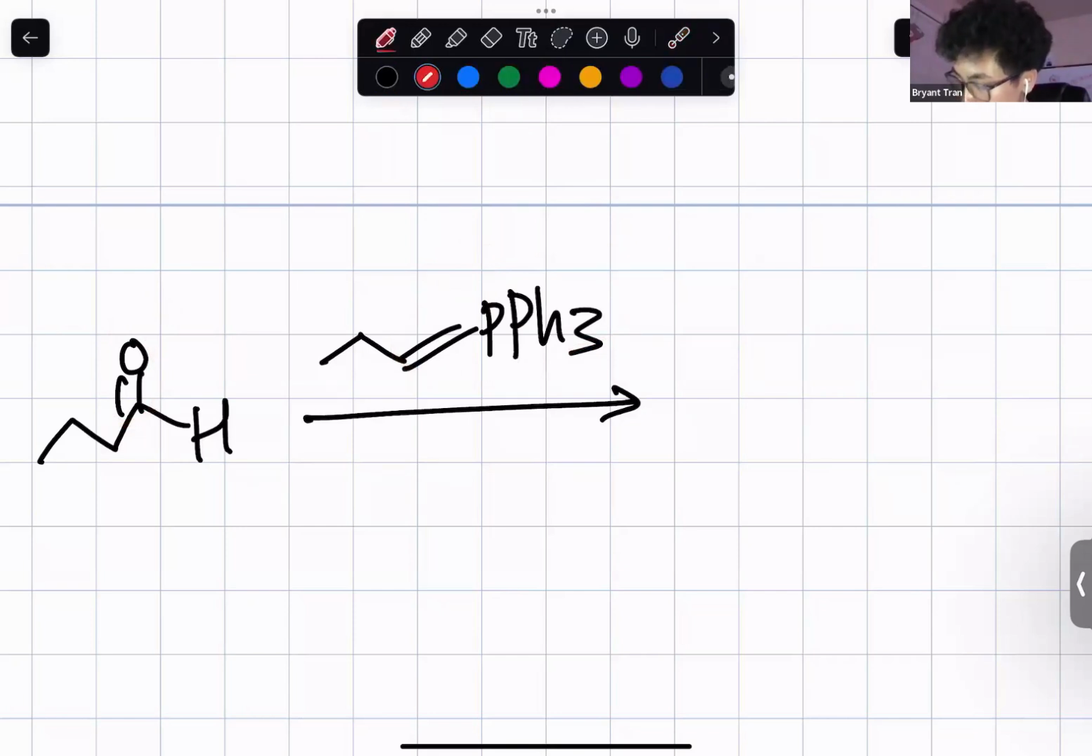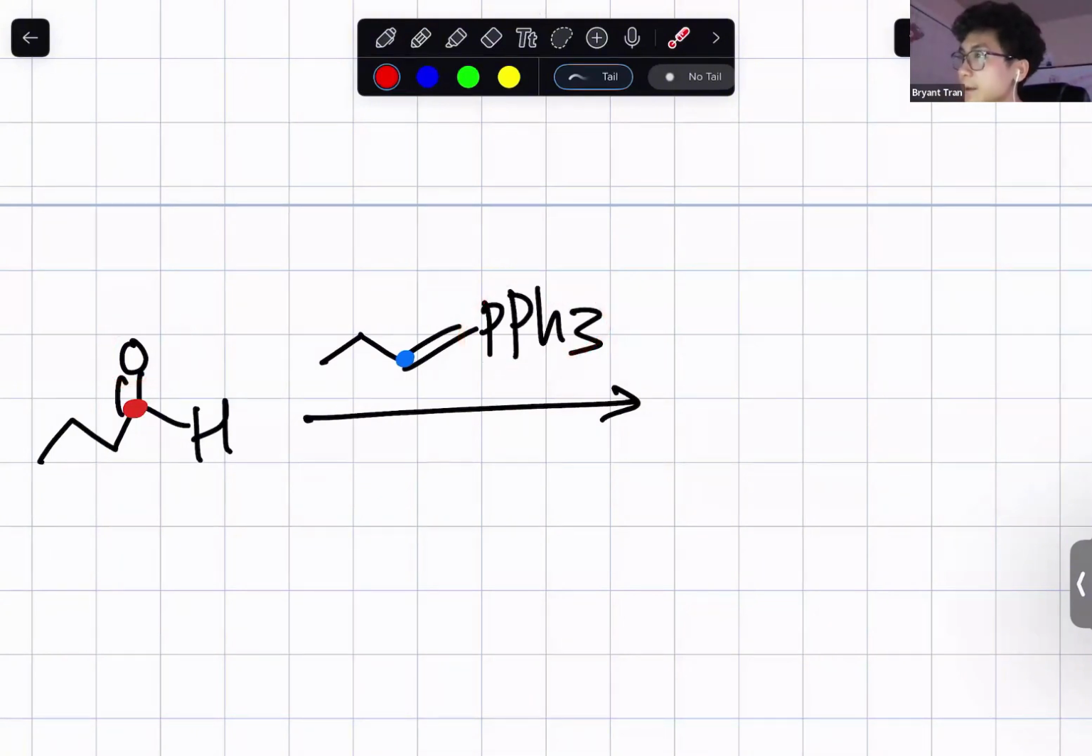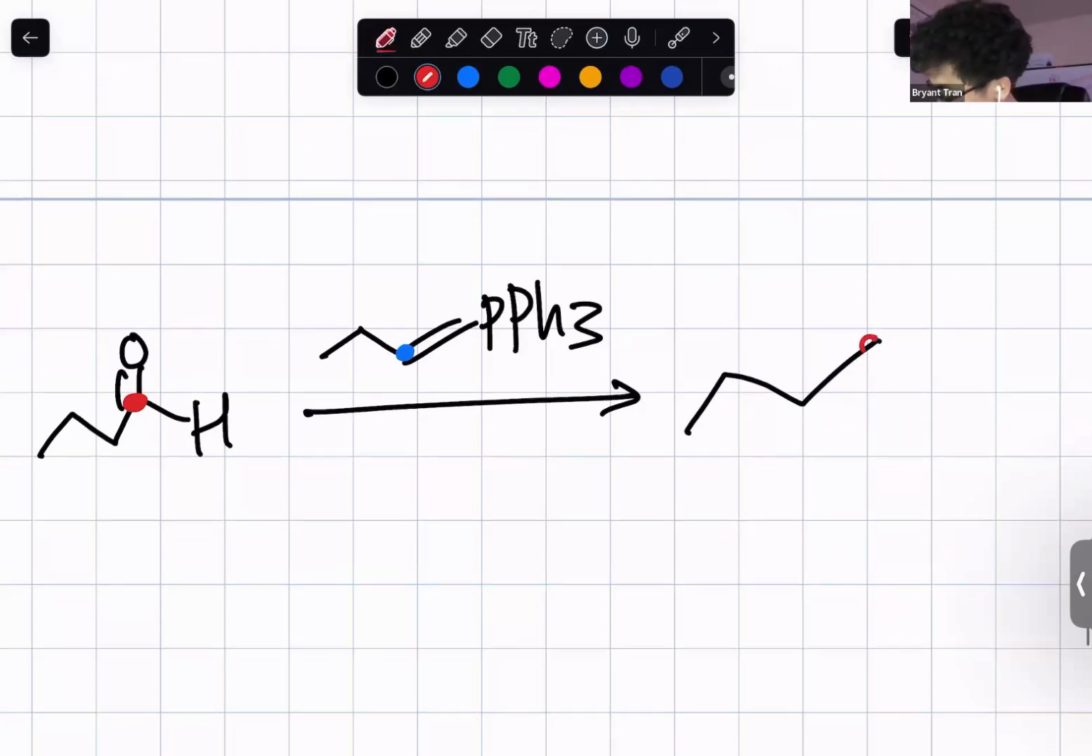To make the double bond, right? This is gonna be my red carbon. This is gonna be my blue carbon. We're gonna make a double bond between the red and blue carbon. Right. This is just to predict the product quickly without doing the whole mechanism. So let's draw out that red carbon like that. And let's draw out the blue carbon like that.